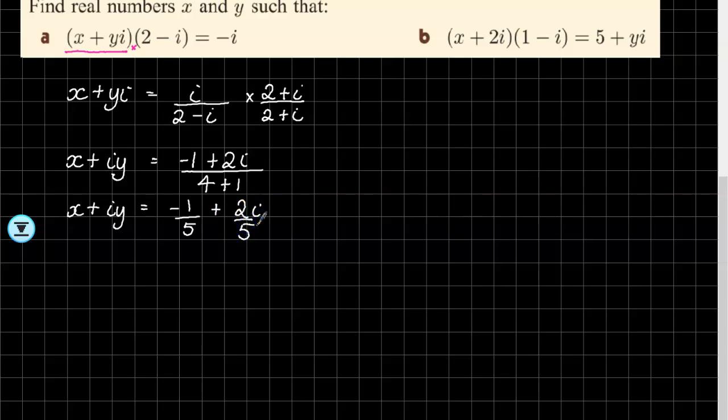Do we agree? And this is where we now do the whole equate the real and the imaginary. So on your left-hand side, and I like to make a production of it, on the left-hand side, what's your real part? X. And on your right-hand side, what's your real part? So x is minus 1/5. Right? So simple, so simple.